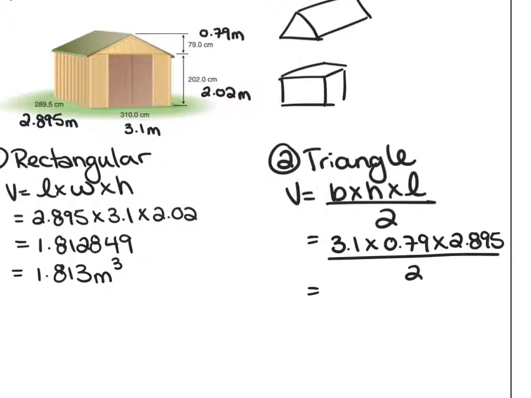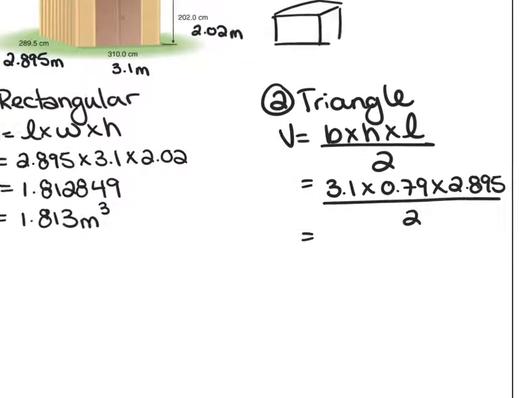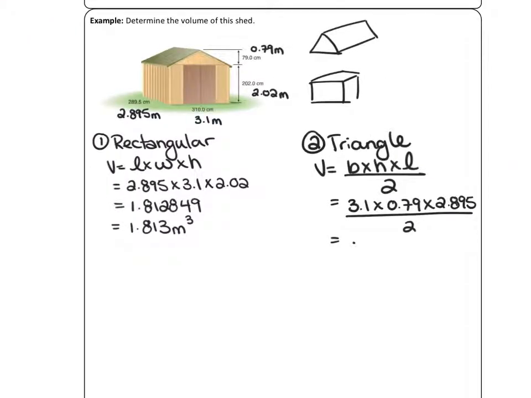So let's calculate that. Times 2.895, and I'll divide it by 2. And this one gives me 3.5449275. And again, I'm going to round this one same as I did the other one to 3.545. And that's meters cubed again.